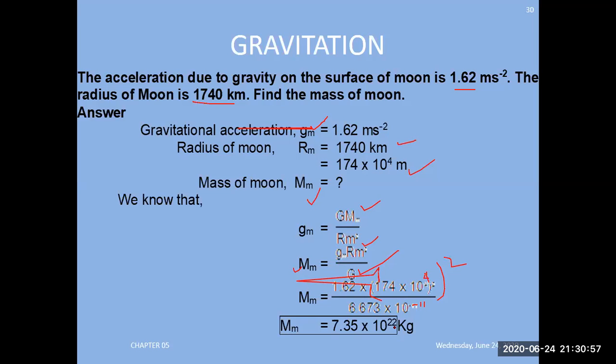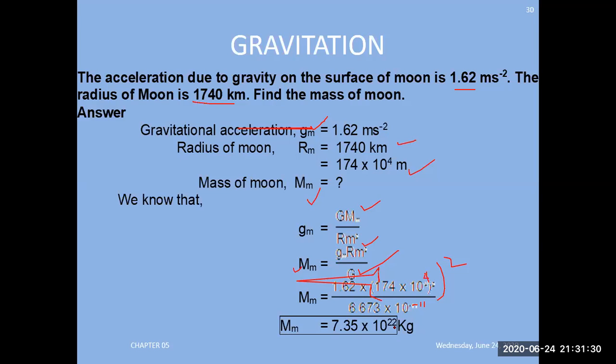If you are given the gravitational acceleration value at the surface of the Moon, and you are given the radius of the Moon, then you can calculate the mass of the Moon. It means in any case, if you are asked to calculate the mass of a planet, and you are given the radius of that planet and the value of its gravitational acceleration, you can calculate its mass. This is the most interesting application of Newton's law of gravitation.